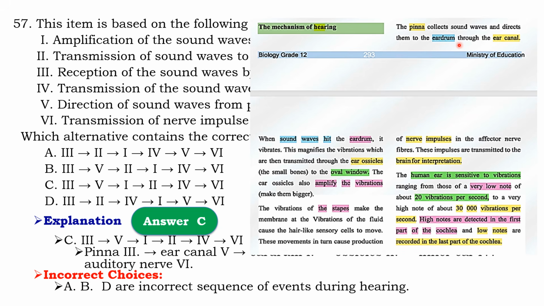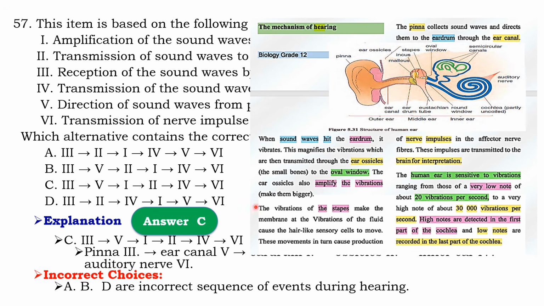First, the pinna collects sound waves and directs them to the eardrum through the ear canal. Then the eardrum vibrates and the sound passes to the ear ossicles, then the oval window, where it is amplified, then the stapes. When the stapes vibrates, it causes vibration of the fluid, which causes hair-like sensory cells to move. This movement of hair causes nerve impulses in the sensory nerves, then the impulse passes to the brain for interpretation. So the answer should be C. Also read the structure of the human ear: pinna, then ear canal, eardrum, then ossicles.